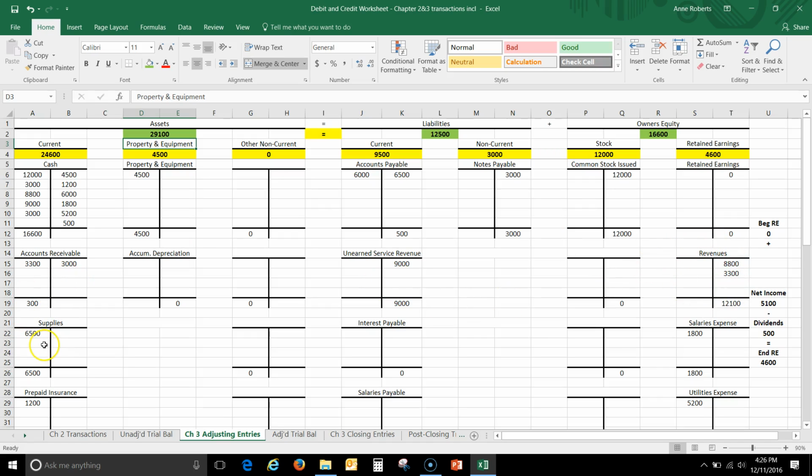Okay, so notice what happens is, over here on the supplies and over here on the prepaid insurance, those are both prepaid assets. They become expenses. Okay, and then here on the unearned service revenue, it's a liability, and then it becomes actual revenue. So the prepaid assets or the prepaid expenses become expenses, and the unearned revenue becomes revenue.